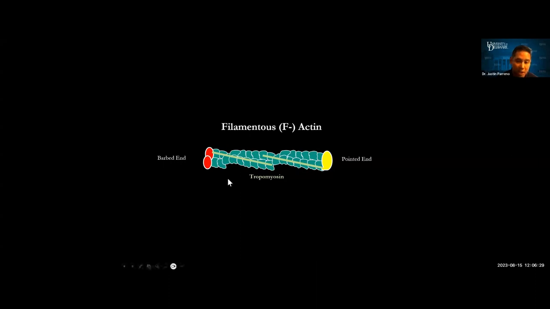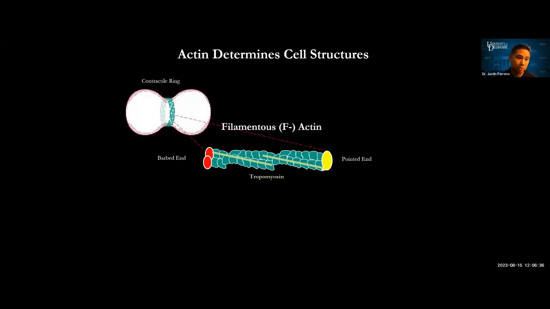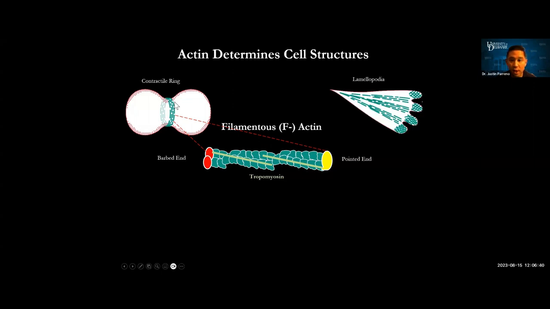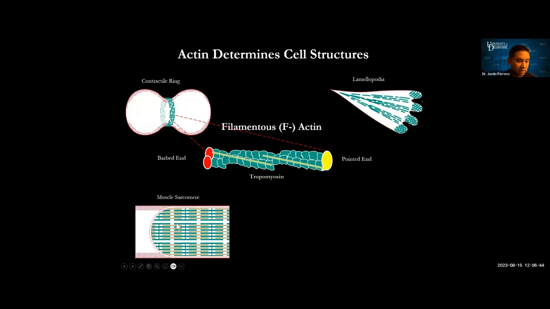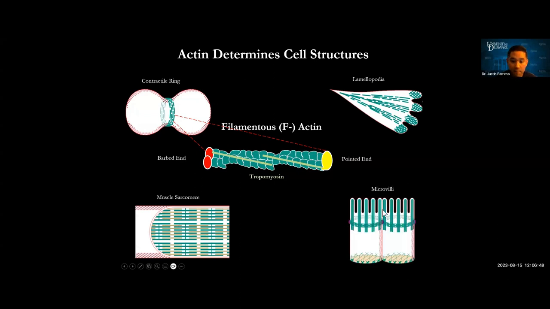Now, this basic F-actin unit then assembles into higher order structures to determine cell structures, such as the contractile ring during cytokinesis, the lamellipodia in motile cells, the muscle sarcomeres to allow for contraction of muscles, and specialized structures, such as the microvilli of the small intestine.